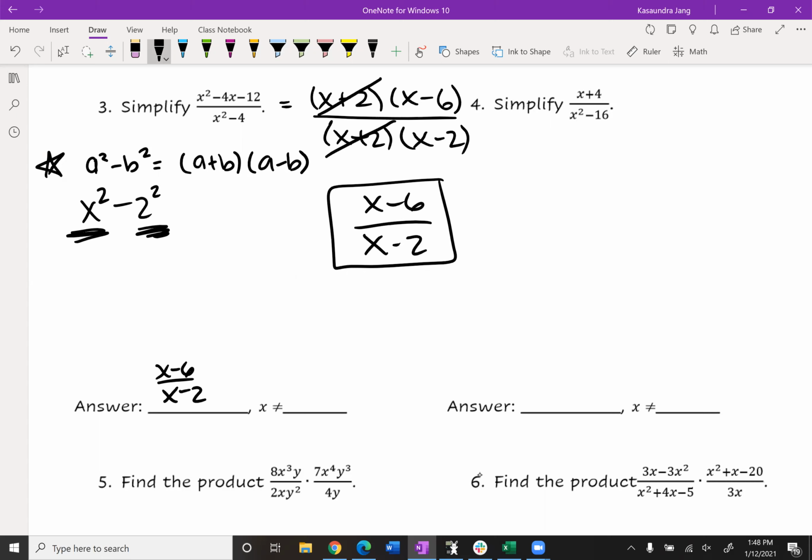All right, and then my excluded values, what x does not equal. I can get one of my excluded values from the denominator, but I should have 2 excluded values. Before I canceled anything out, I have to consider that set of factors. So the x plus 2, I have to consider that set equal to 0, and my x minus 2 equal to 0. Why didn't I do the x minus 6 equal to 0?